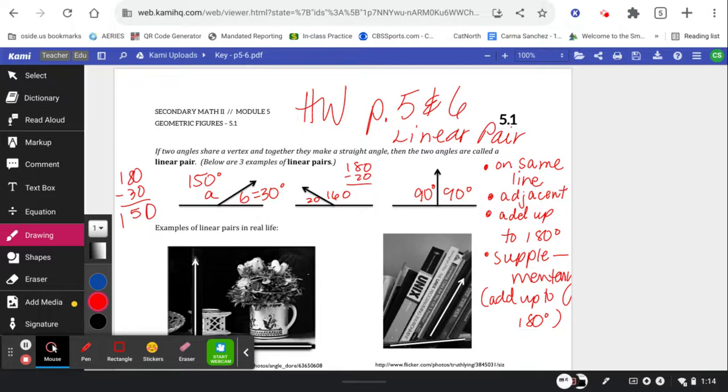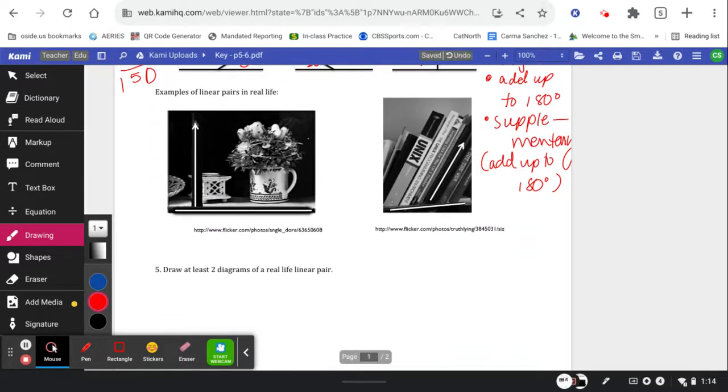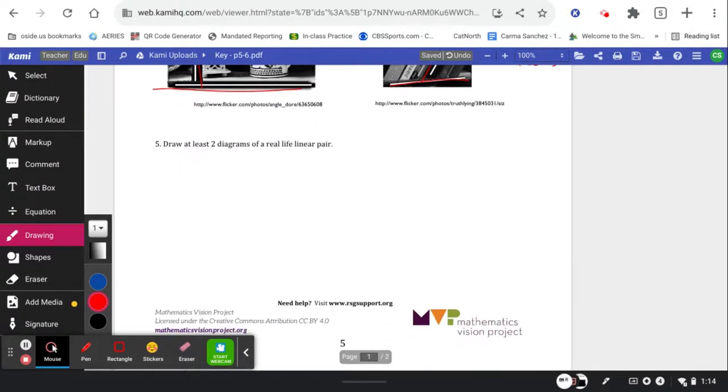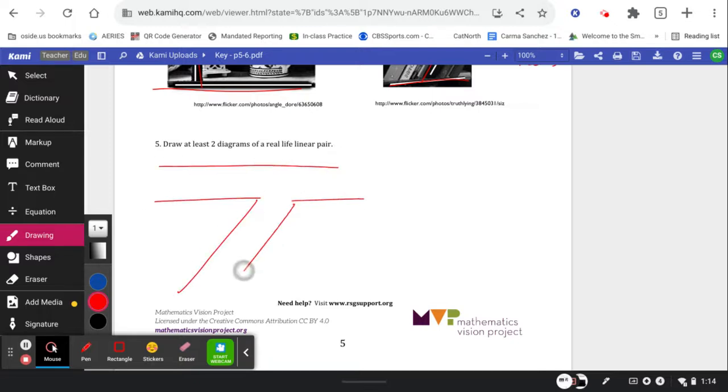Okay, next it shows you two real-life examples of maybe seeing a linear pair right here and right here, like the books on the shelf. And then it asks you to draw two diagrams of real-life linear pairs. So I don't know, maybe we could do streets, like picture your car that drives on this street, and then there's a street that's going like that. There's one example of a linear pair.